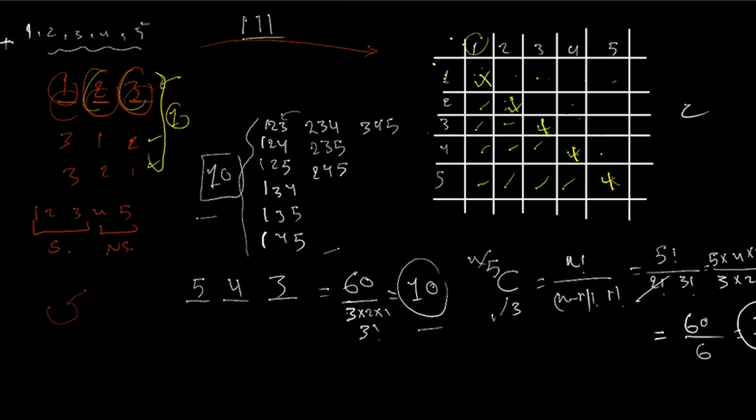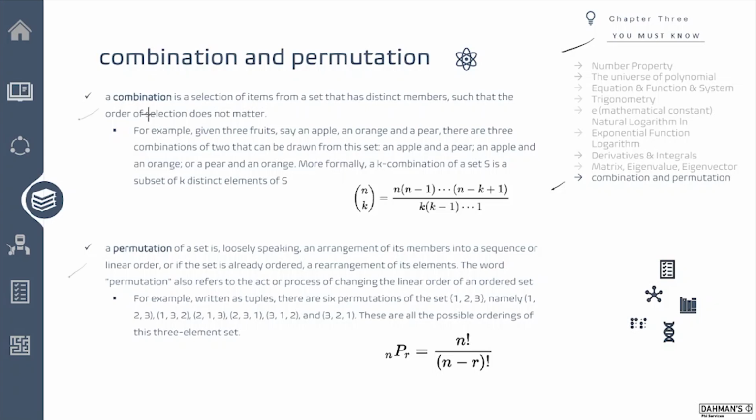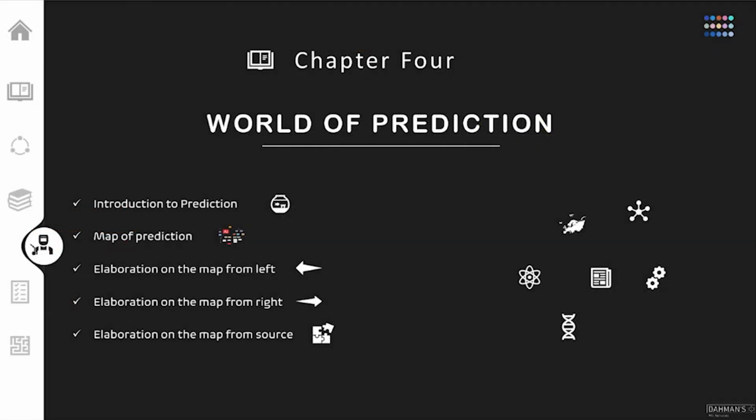Okay, that was all about combination and permutation, the end of chapter 3. And now we are ready to move to chapter 4, and that is to discuss the world of prediction. That's exactly what we're going to do next. I will see you then.